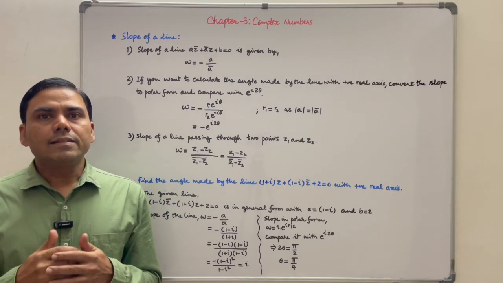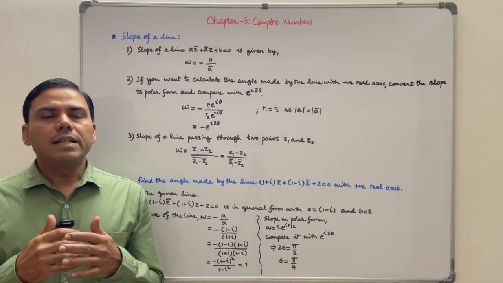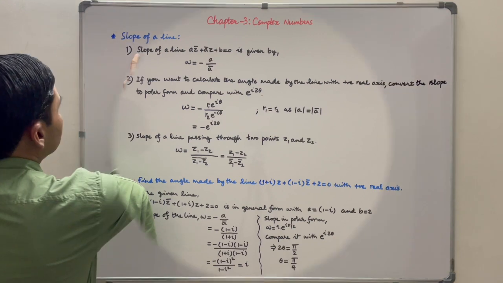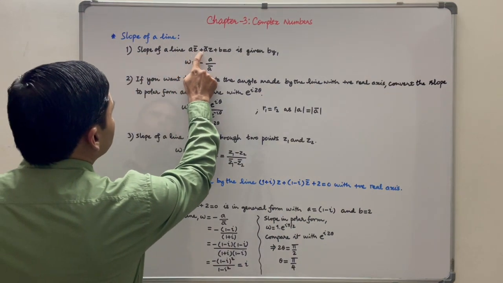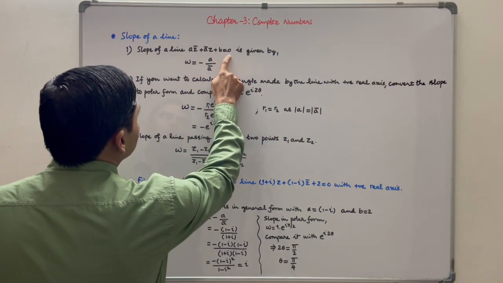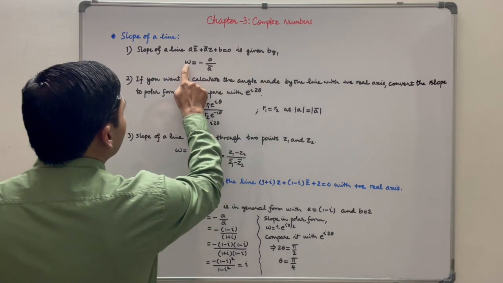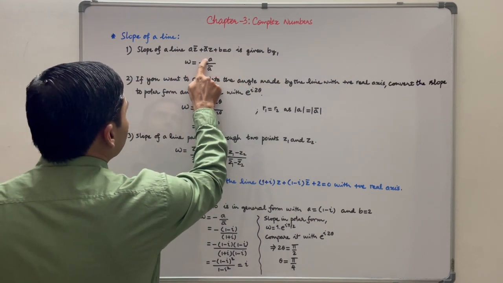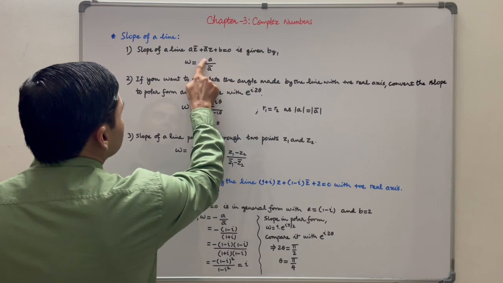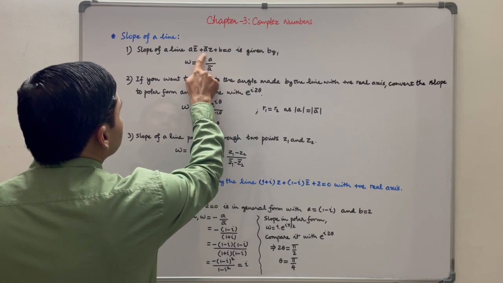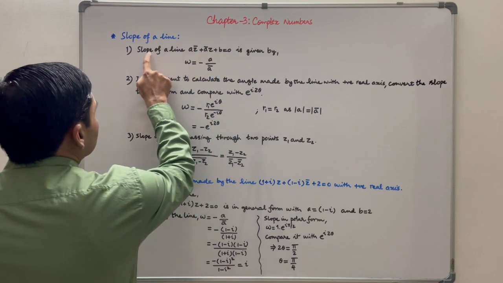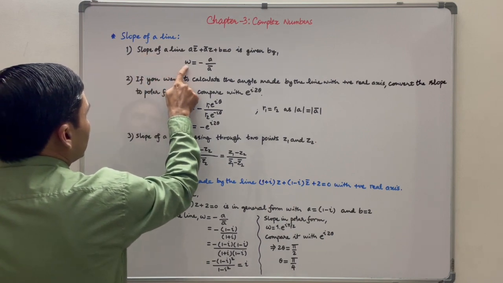Hello children, let us continue with straight lines. Next one is slope of a line. Slope of a line az bar plus a bar z plus b is equal to 0 is given by omega is equal to minus a upon a bar. Here a is a complex number, line is in general form. Slope is represented by omega.